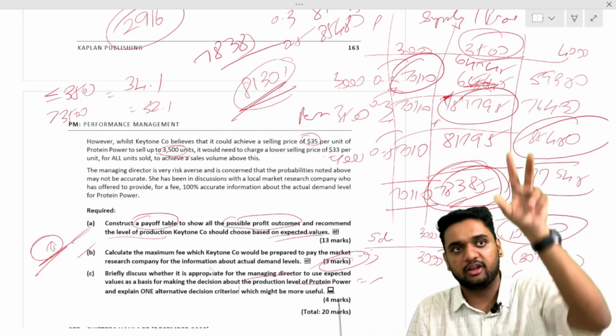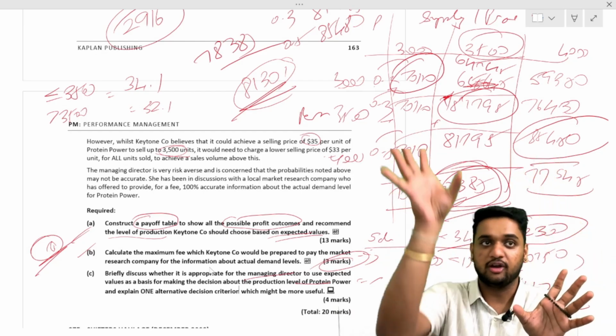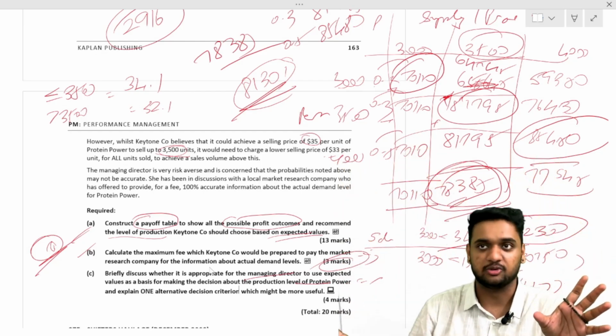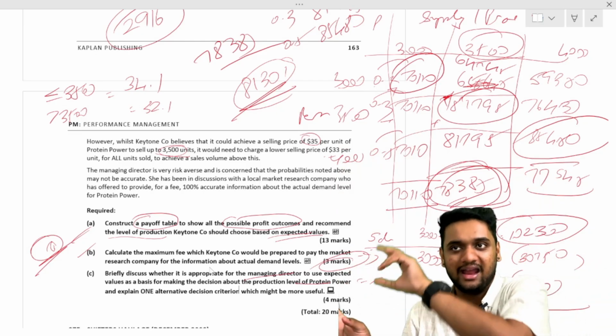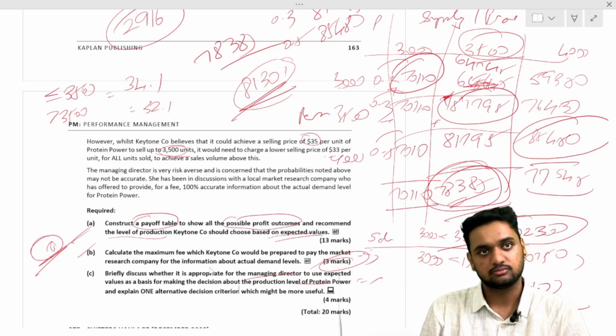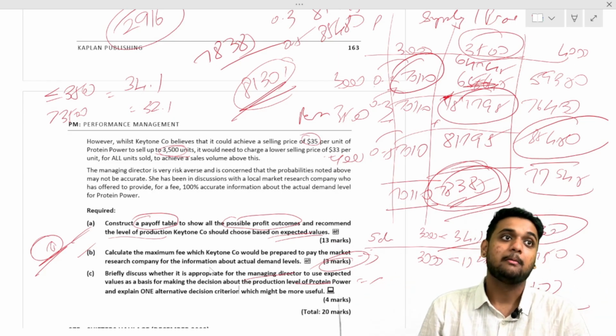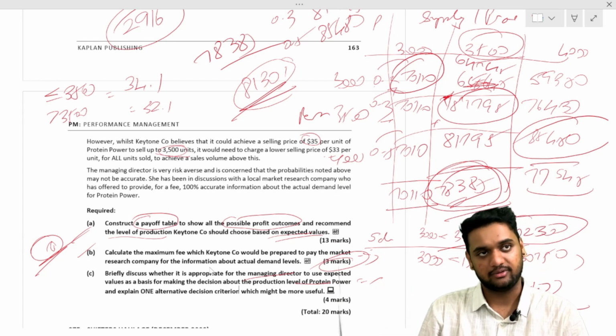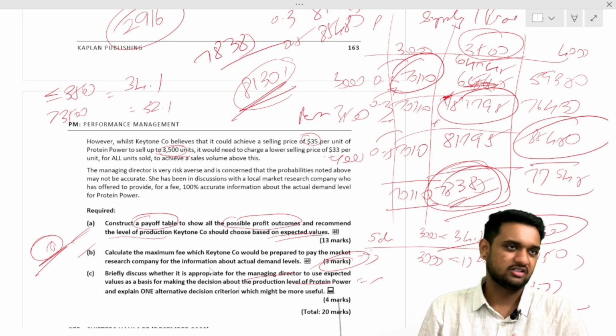If you produce 3,000, we will regret this much. If you produce 3,500, we will regret this much. If you produce 4,000, we will regret this much. You found out the maximum regret, and among those we will choose the minimum. I want to regret as little as possible. That is minimax regret. That is the minimax regret table.